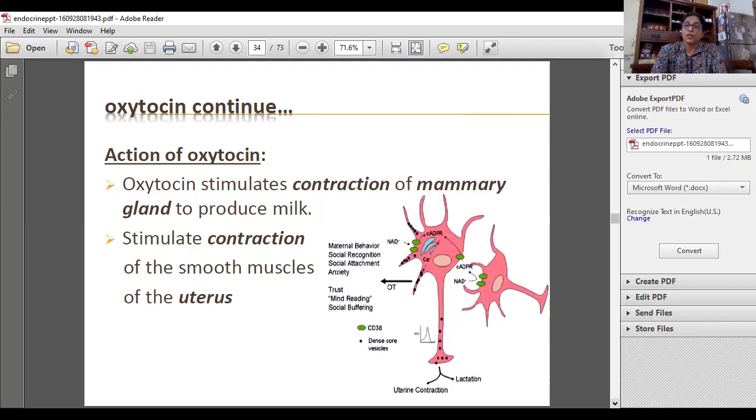So we saw the hormones of the pituitary, the anterior and the posterior. We have in brief seen how they function.